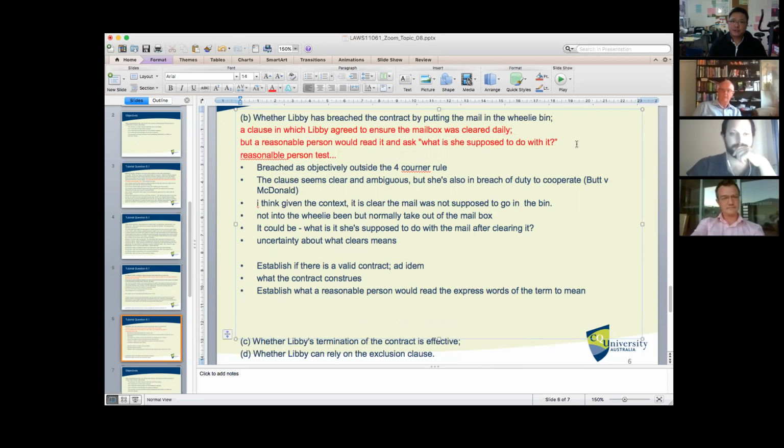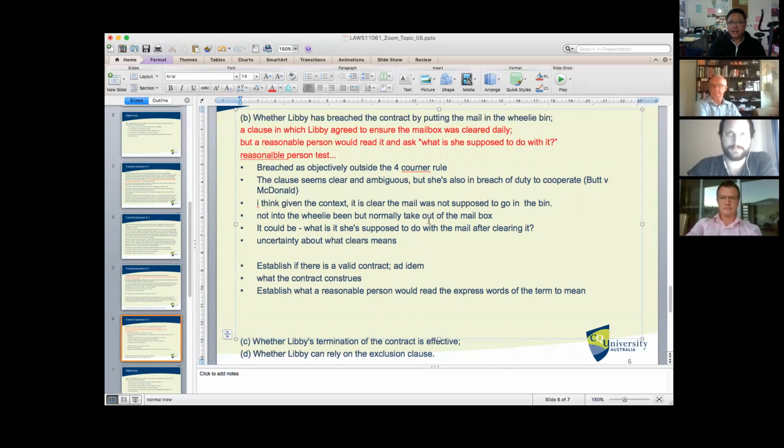If we're trying to assert, in this case, for example, that Libby has breached the contract, we're actually saying that Libby's having breached the contract depends on whether or not the terms of the contract, when you interpret it, would suggest that it was improper for her to throw the letters into the wheelie bin. So therefore, there is some ambiguity in that phrase, that the mailbox has to be cleared daily. And that will require a construction of that specific provision. And the construction, as we know, depends on the reasonable person test. So a reasonable person put in the position of both parties, how exactly would they interpret that provision?